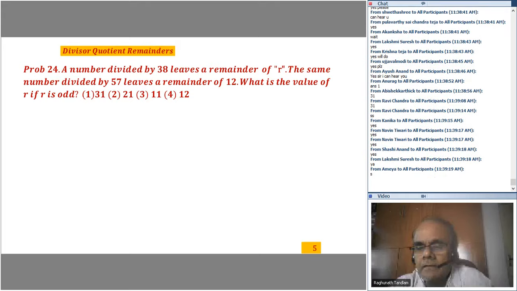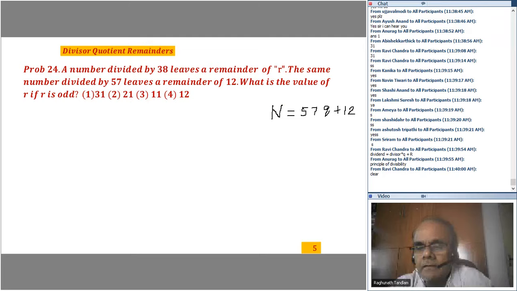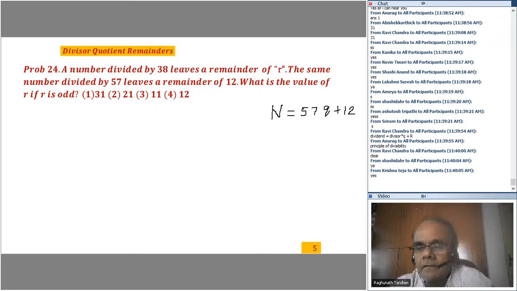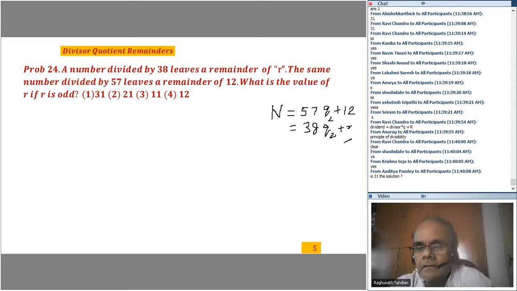So what's the fundamental principle? N can be written as divisor into quotient plus remainder. How many are clear with this? Any number can be written as divisor into quotient plus remainder. Now we should know, when I divide by 38, N equals 38Q plus R. I should find R if it's an even number.